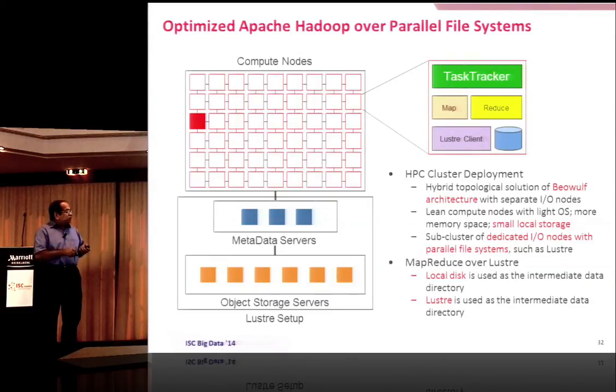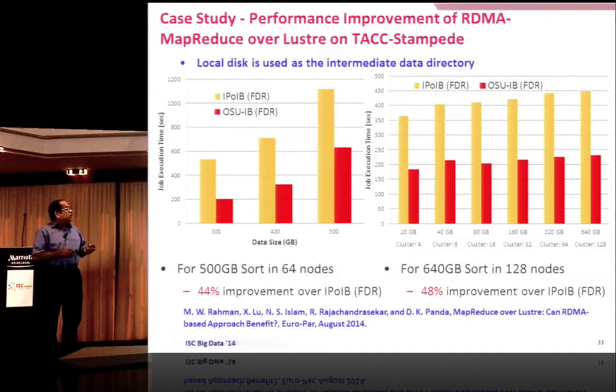Now there are two choices: you either have a local disk or you don't have a local disk. So you will see two kinds of HPC deployments taking place. If you have a local disk, the question is, can this local disk be used as the intermediate data directory, or if not, can we put all the data in Lustre? So these are the two kinds of architectures we evaluated.